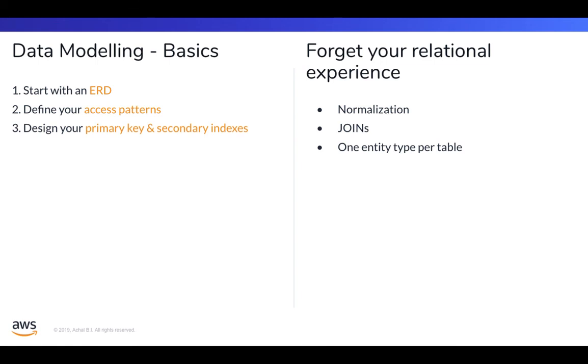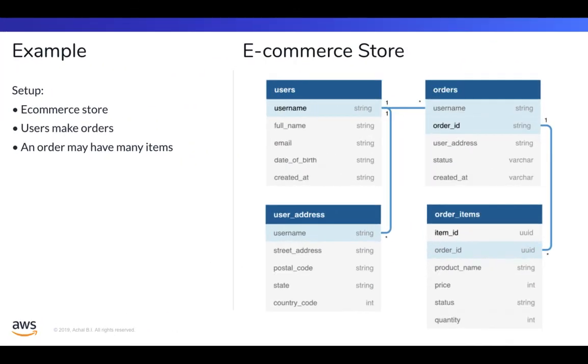So you need to forget your relational experience, like normalizations, joins, and one entity per table. These are the things you should forget while you are using DynamoDB or a NoSQL approach. I'm going to take an example of an e-commerce store here and quickly run through how we can structure this table. This is a relational table, and how we can convert this to a NoSQL or DynamoDB table.